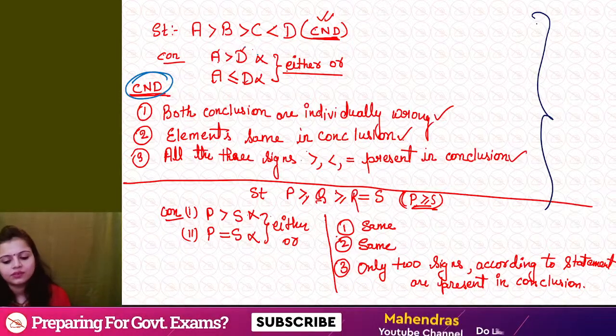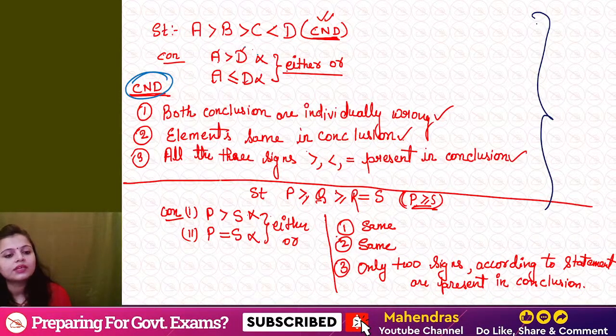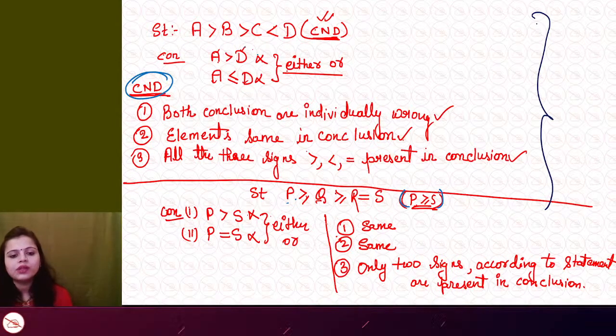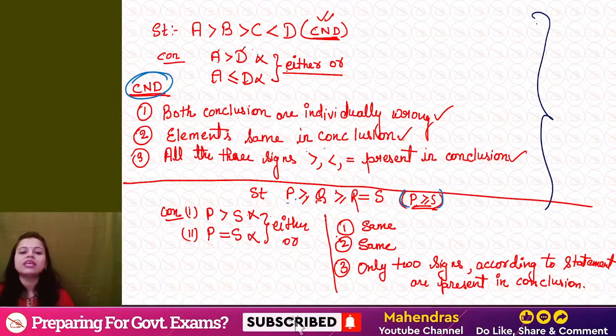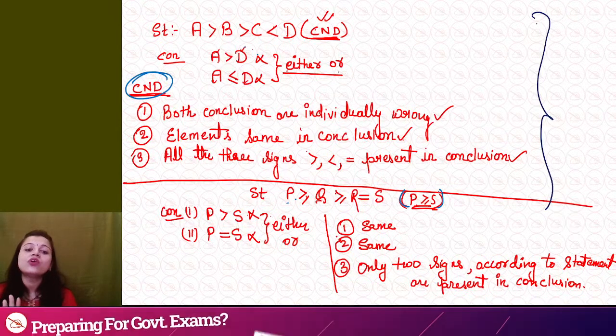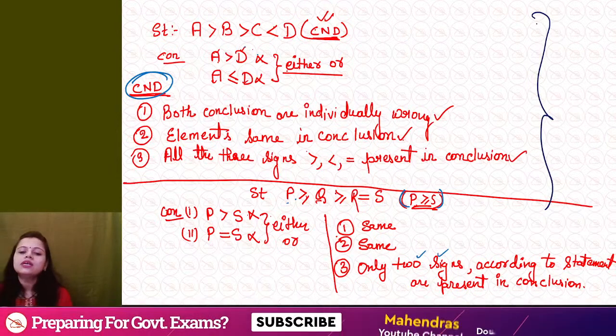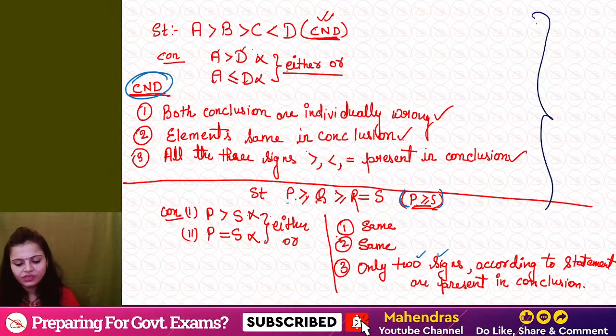And then the next one is, if you are getting two signs between the elements and both the conclusions are individually wrong, then the first and second rules are the same for both types. But the third one is different, because in CND you need all three signs in the conclusion, but in the case of two signs, you need only those two signs present in the conclusion, according to the statement. Tomorrow we'll tell you which topic. Don't worry, we'll do the important topics.